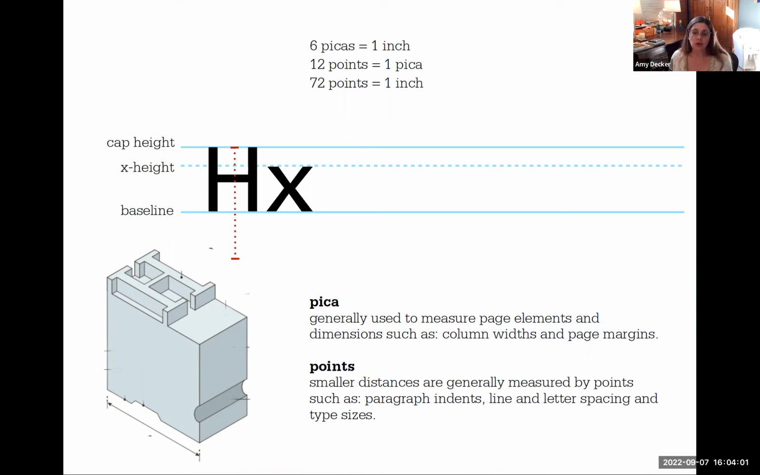Picas are generally used to measure page elements and dimensions such as column widths and page margins. And you're very familiar with, obviously, inches. So 6 picas equals 1 inch, 12 points equal 1 pica, and 72 points equal 1 inch.